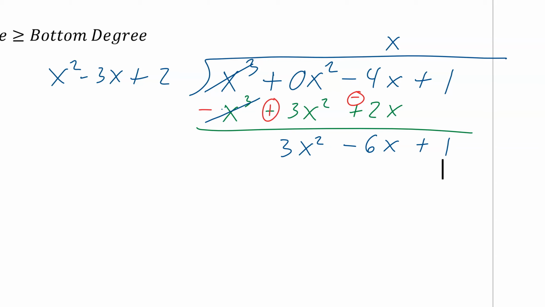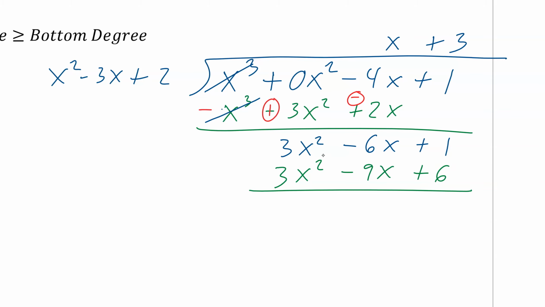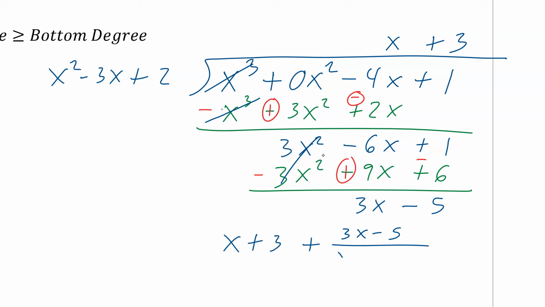And then we continue on. So the next one's a constant. So x squared times what would be 3x squared? That's plus 3. So we end up with 3x squared minus 9x plus 6. Change the signs. Those cancel. And we end up with 3x minus 5. And so now we know that our dividend would be x plus 3 plus 3x minus 5 all over x squared minus 3x plus 2.